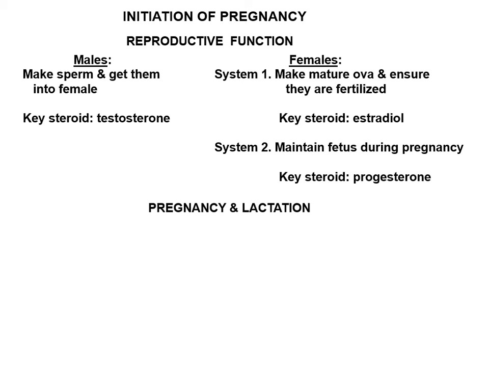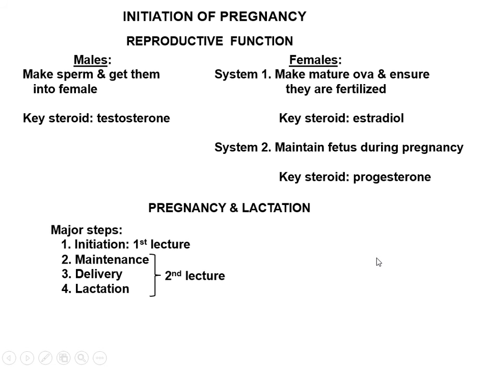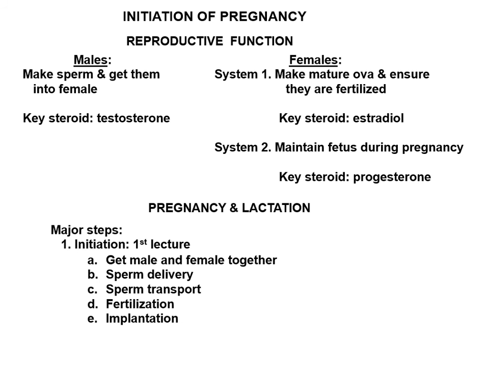And basically, you can think of pregnancy and lactation as a series of steps. You start out with initiation of pregnancy, and then, once it started, you have maintenance. Finally, you have delivery of the newborn infant, and then you have lactation. So today, the first lecture, we're going to consider initiation, and this can be divided into several sequential steps.